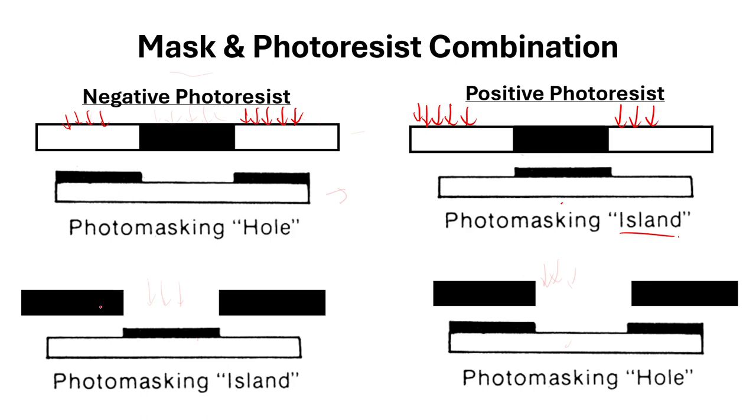If we have a dark field mask, then wherever light falls, the photoresist will remain in the case of negative photoresist. And similarly in the case of positive photoresist, wherever light falls it will get dissolved. So by using the same photoresist but with different kinds of masks, we can have different kinds of patterns. By using a suitable combination we can choose what kind of pattern we want for the same mask. Is this clear?